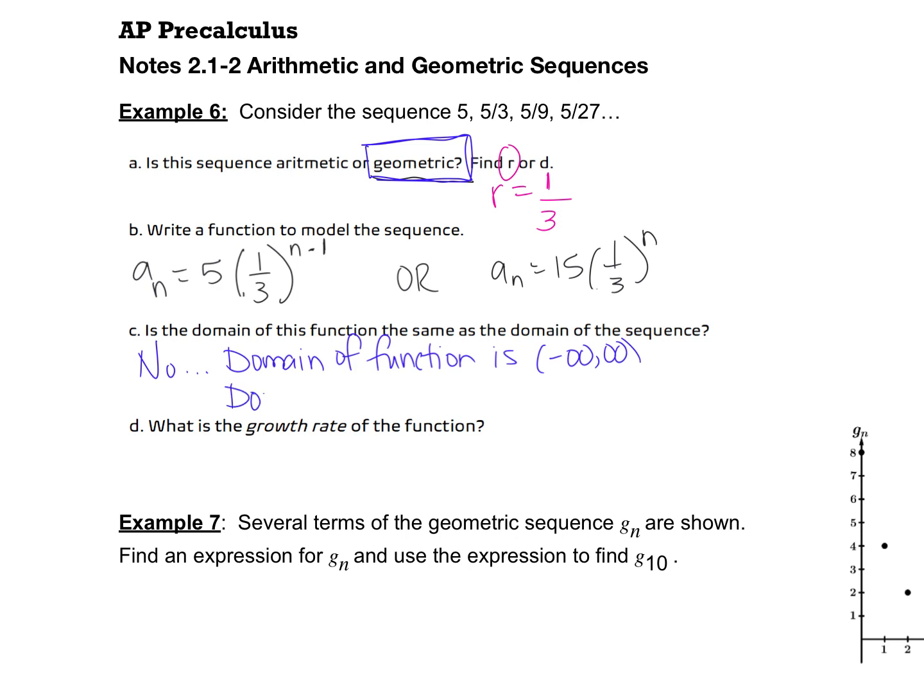If it's a sequence, it is discrete. We'd start at 1, 2, 3, etc. What is discrete? It means independent points, not connected, nothing in between. I have the first term, then I have the second term. I have the dots, but not the connection. What's the growth rate? 1/3. All right, my growth rate is 1/3.